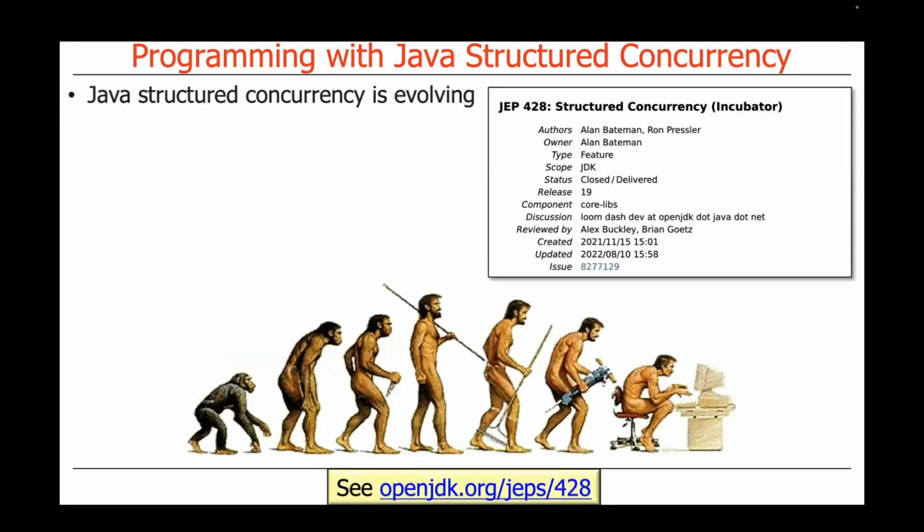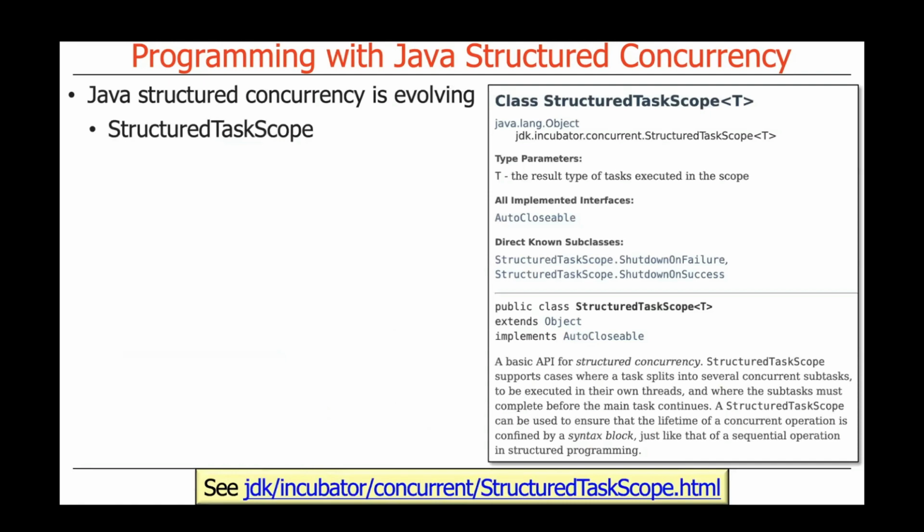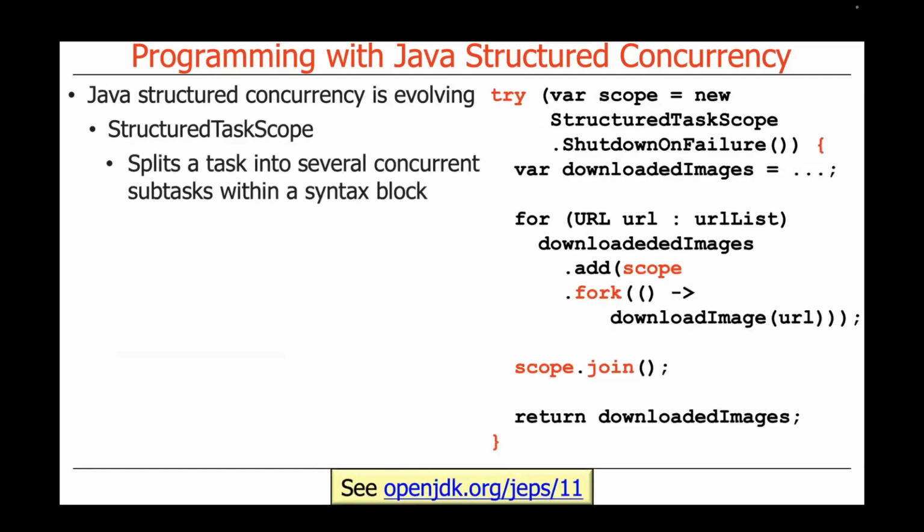Java structured concurrency is evolving. It's not static. So what happened in Java 19, they added this thing called StructuredTaskScope, which is kind of the parent of all the different variants that come out of the box with Java. And this can be used to split a task into several concurrent subtasks within a syntax block, as you can see here, like we looked at before, where you are going to download images in separate virtual threads and then wait for them all to finish within this try with resources block.